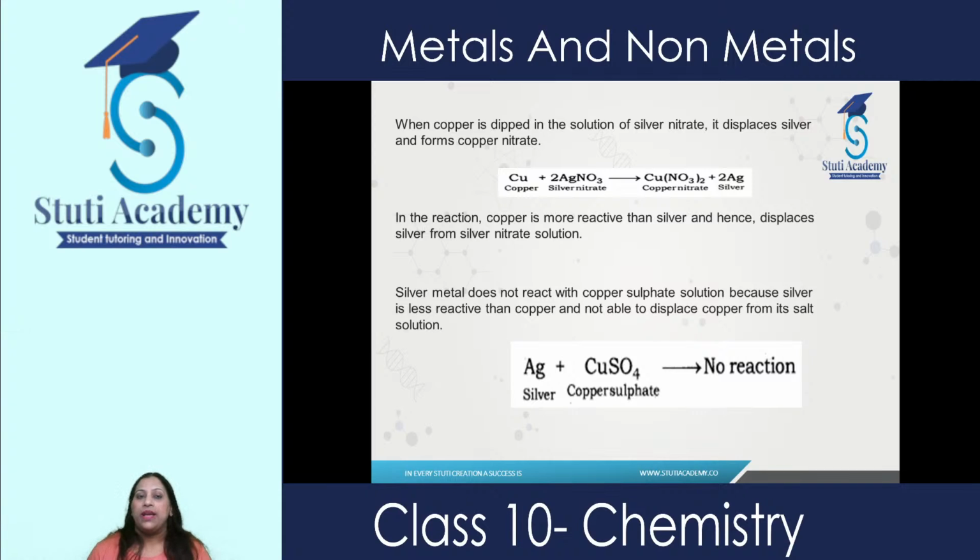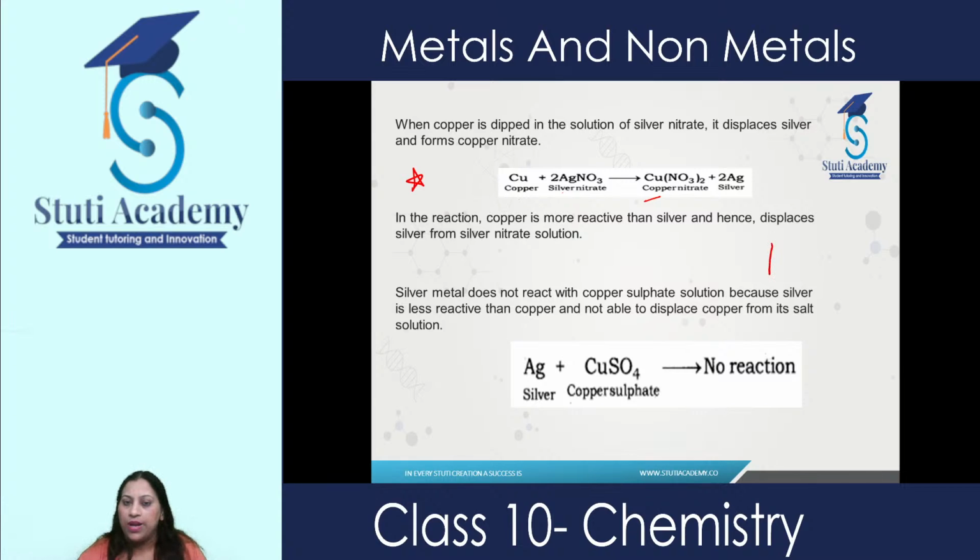Now when copper is dipped in a solution of silver nitrate, it can easily displace silver. Look at the reaction. It is an extremely important reaction. What will happen if copper reacts with silver nitrate? Being more reactive than silver, it can easily displace it. Look here. So when copper reacts with silver nitrate, it results in the formation of copper nitrate, and silver is left behind.